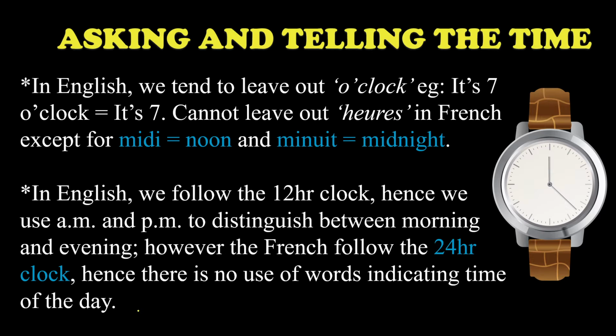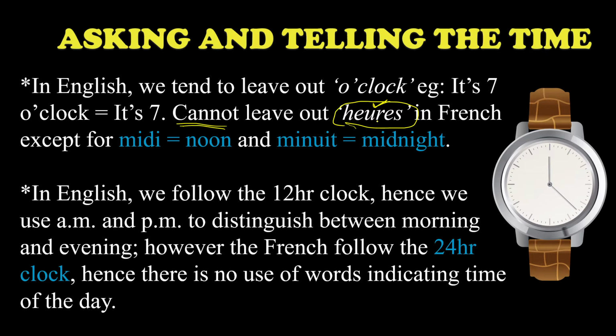Now in French, the equivalent of o'clock is heure. Can you see this word here? H-E-U-R-E-S. Heure is the same thing as o'clock in English. Just like in English we leave out o'clock, in French you cannot do that. For every single timing you will find this word heure compulsorily.